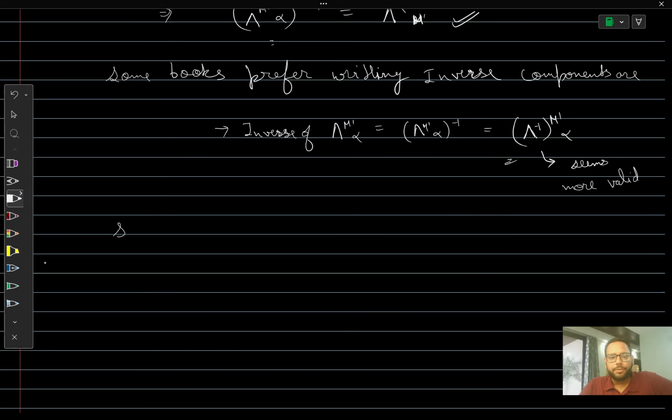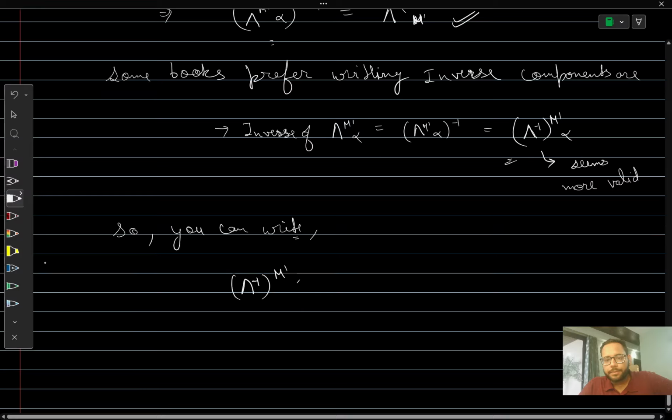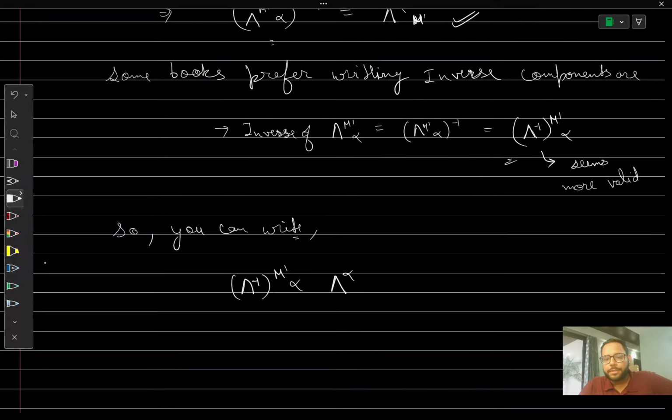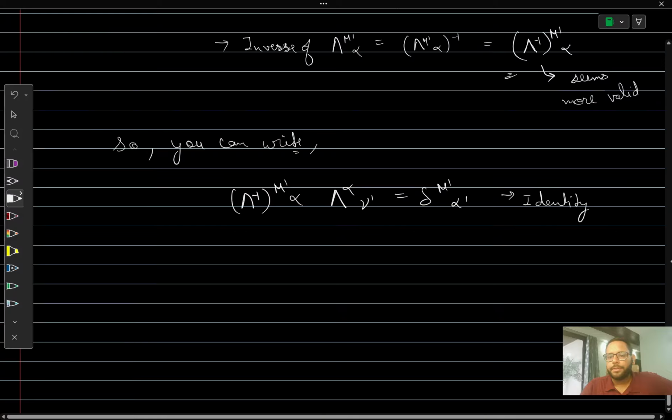So you can also write this in this notation. This is the inverse matrix and these are its components, and this is the normal matrix whose components are like this. This will be equal to the Kronecker delta, the identity. Okay, so this is new.